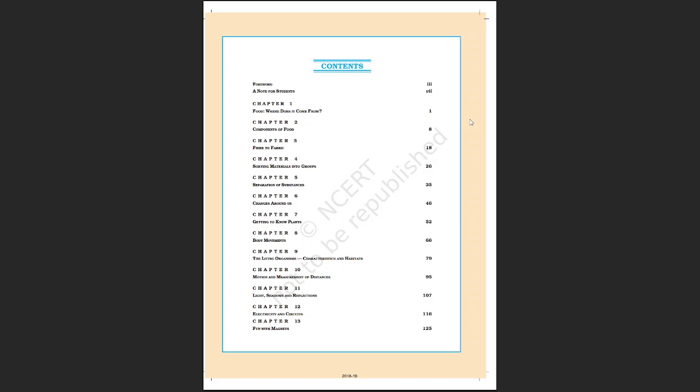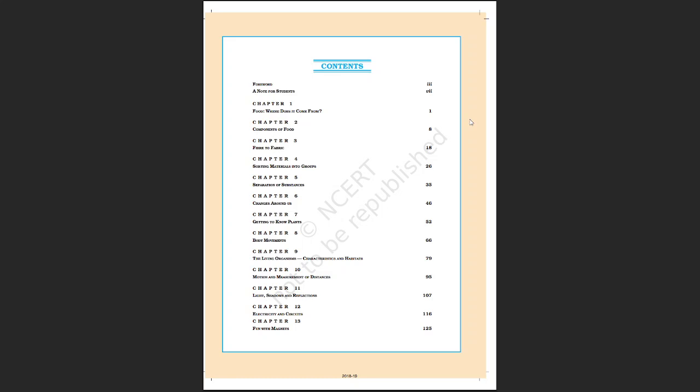In this chapter we will study different plants and different kinds of fibers which the plants give, and we will convert those fibers into fabrics, and we use those fabrics for different uses.